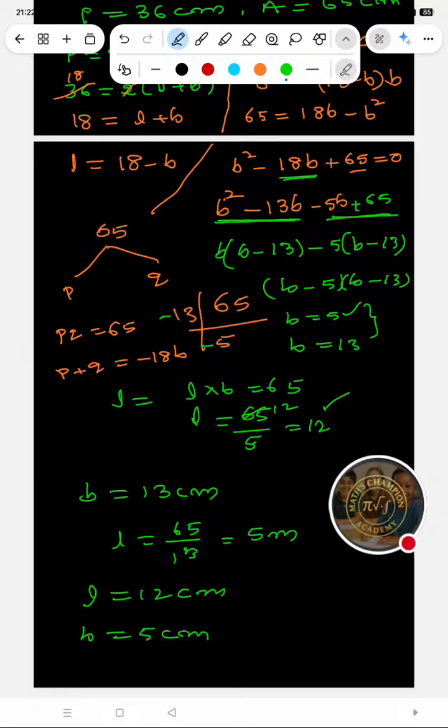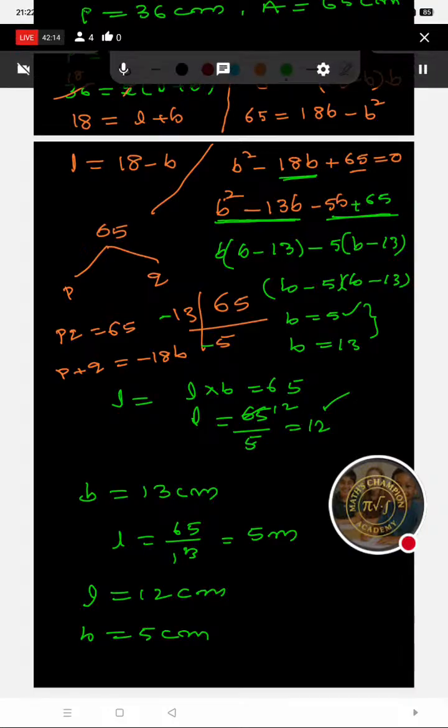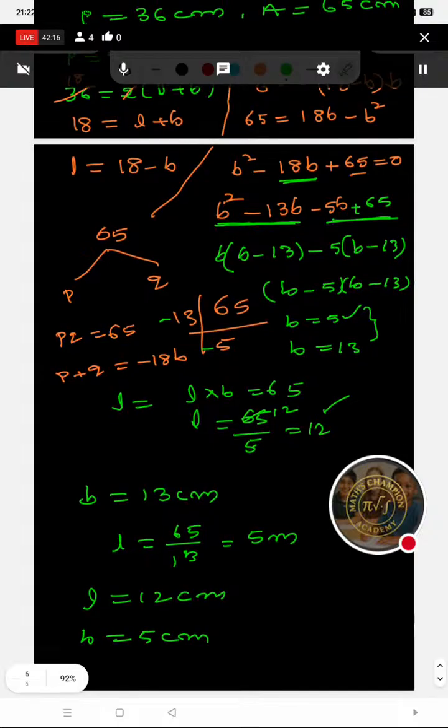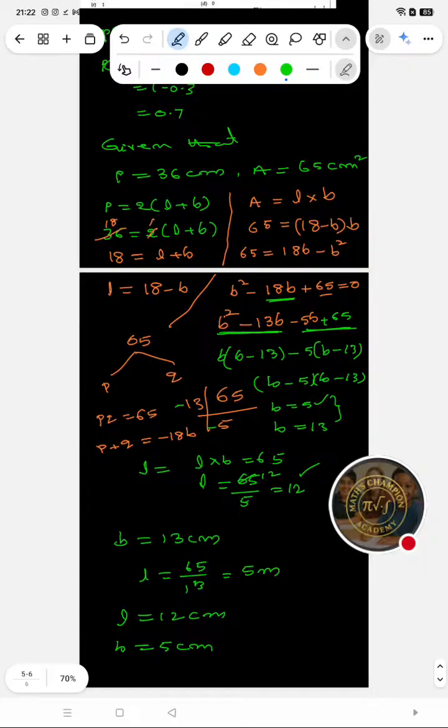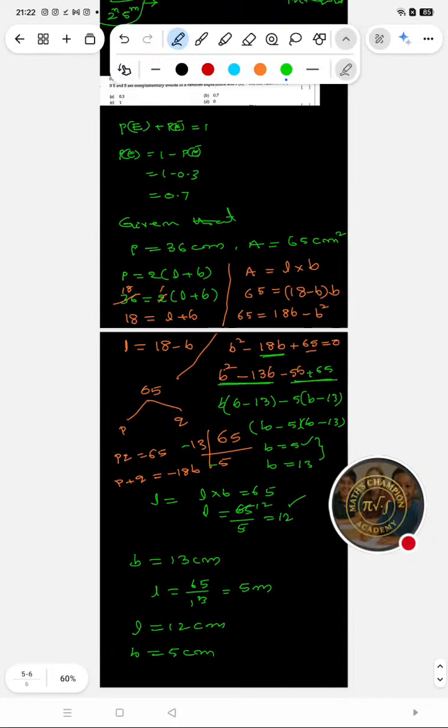Understand, Chandrasekhar, this one? This one understand? Very easy question only. I hope the screen is visible clearly. Next question.